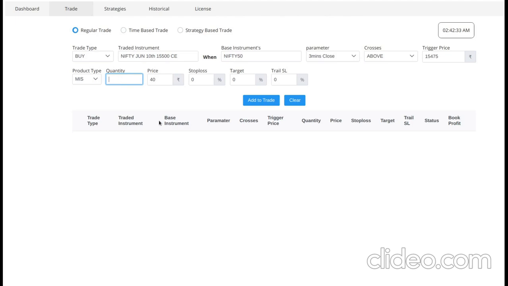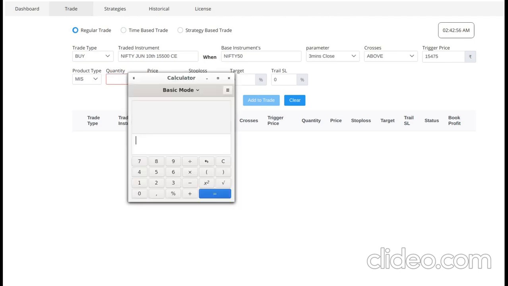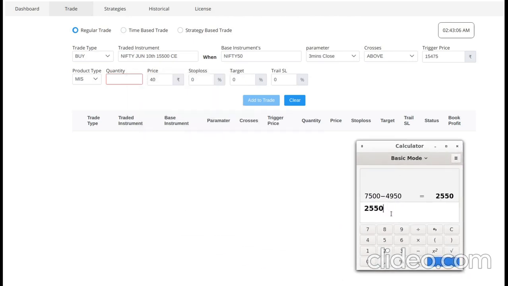So if you want to specify, say, 100 lots, then you can specify it like this. But in the back end, the system will trigger two orders: one with the quantity 4950 and another with the remaining quantity. Like I will show you, 7,500 minus 4950. So it will create two orders, one with 4950 and another with 2550. Okay.